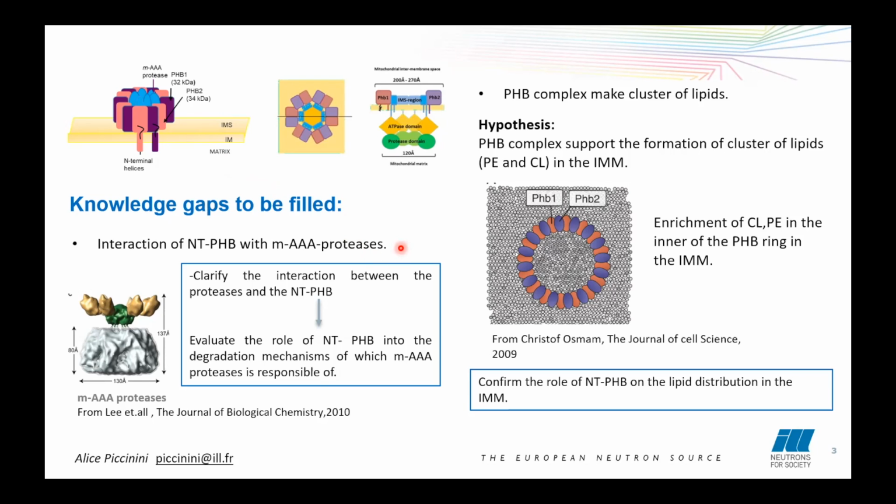Also, recent hypotheses suggest that the prohibitin complex has an interaction with cardiolipin. In particular, as you can see from this picture, inside the prohibitin complex ring, hypotheses say that there is an enrichment of cardiolipin and PE. So we want to verify if cardiolipin in particular has a role in the N-terminal helices insertion.